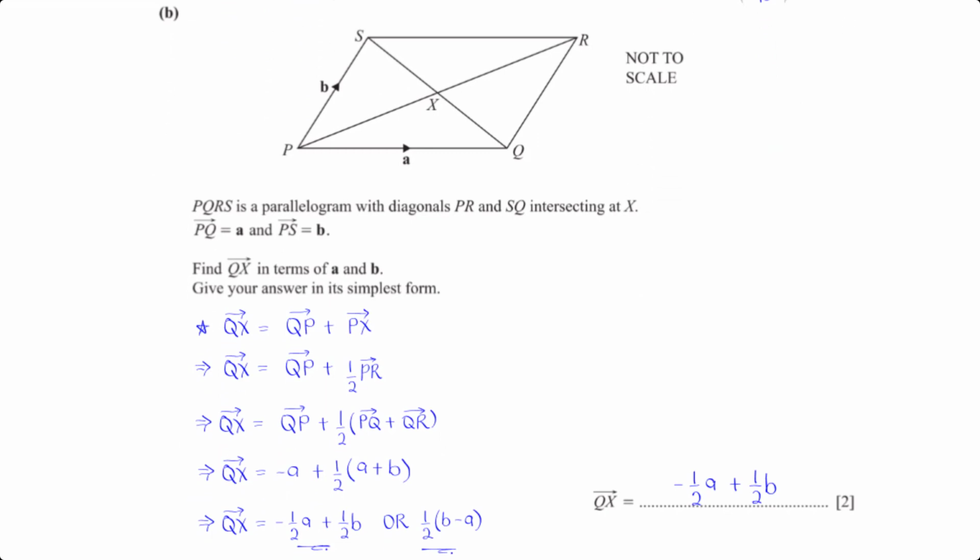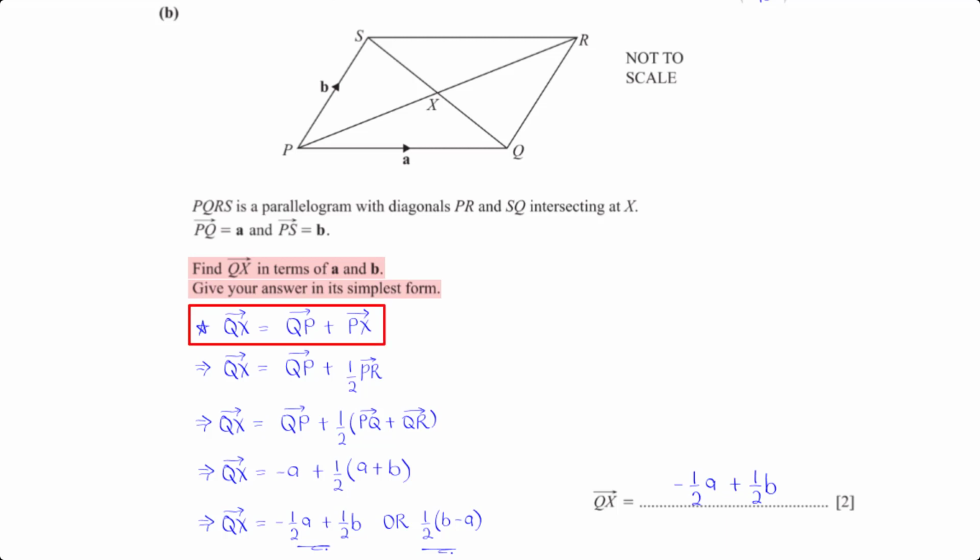PQRS is a parallelogram with diagonals PR and SQ intersecting at X. PQ is A and PS is B. Find QX in terms of A and B. Give your answer in its simplest form.